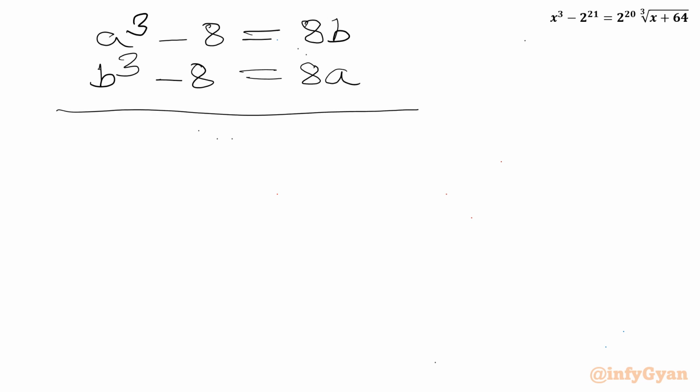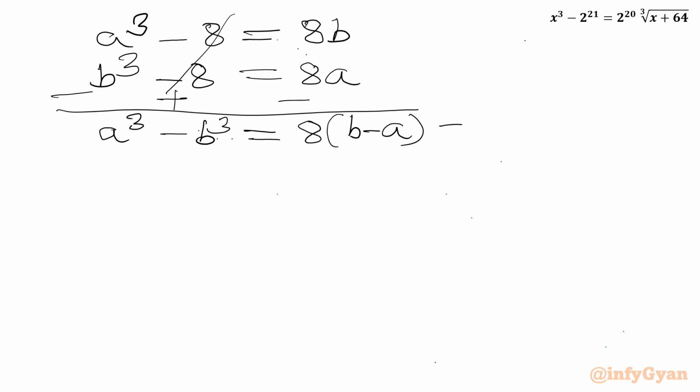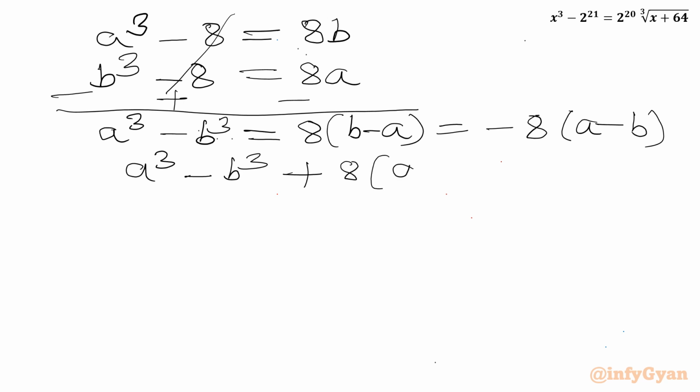I will subtract second equation from first one. So plus and minus 8 will be over. I can write a cube minus b cube equal to 8 times b minus a, or we can write minus 8 times a minus b. Take all the terms to one side. So a cube minus b cube plus 8 times a minus b equal to 0.